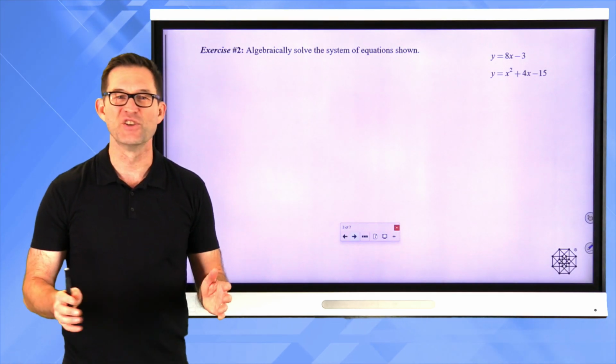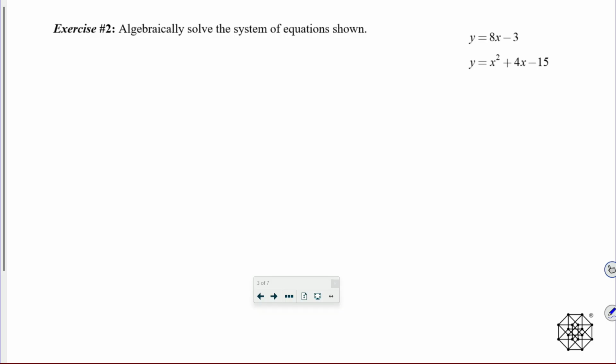All right, let's do it. So step 1, set the equations equal. x squared plus 4x minus 15. I always kind of like having the larger or more complex one on the left. Not 8x minus 5. How about 8x minus 3?